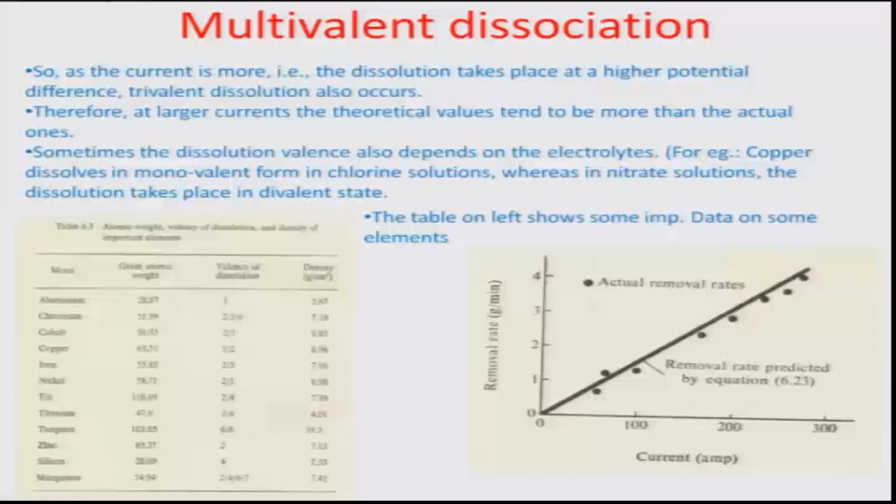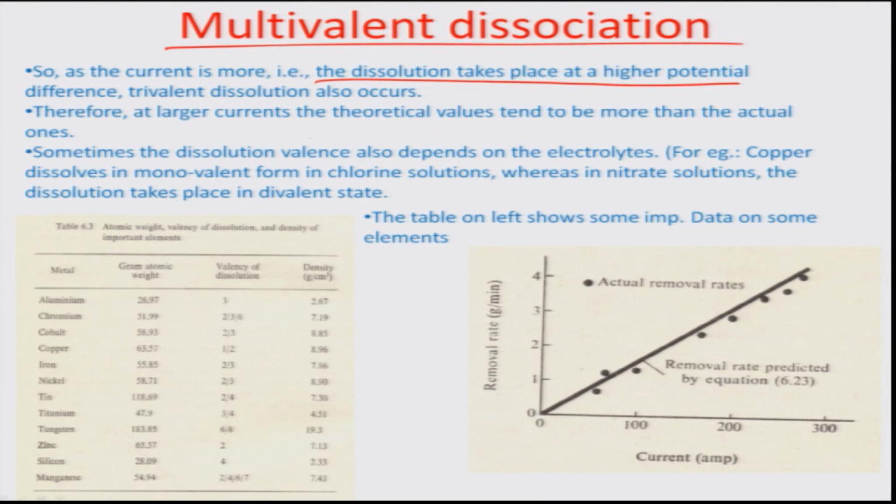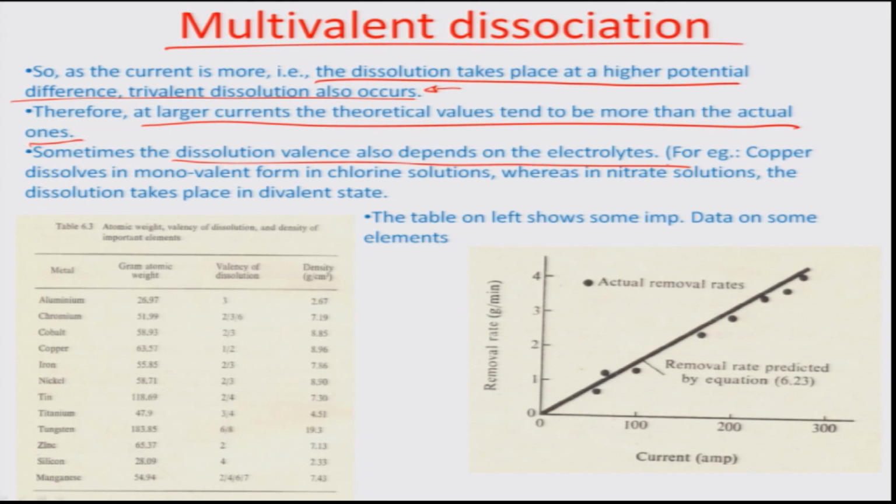When we talk about multivalent dissolution, as the current is higher, the dissolution takes place at a higher potential difference, and trivalent dissolution can also occur at a certain value of current. At larger currents, theoretical values tend to be more than the actual ones, because there are many other states which also participate in the process of dissolution. Sometimes the dissolution valence also depends on the electrolyte. For example, copper dissolves in monovalent form in a chloride solution, whereas in a nitrate solution the dissolution takes place in the divalent state.